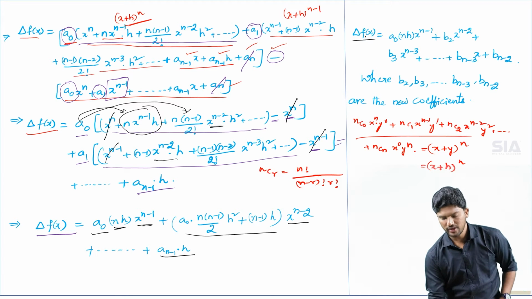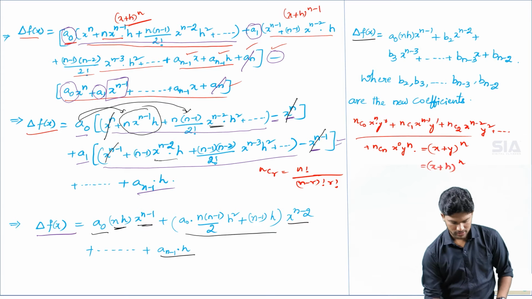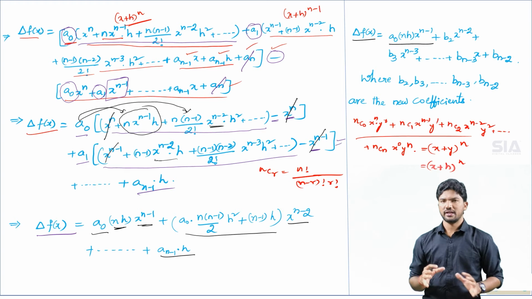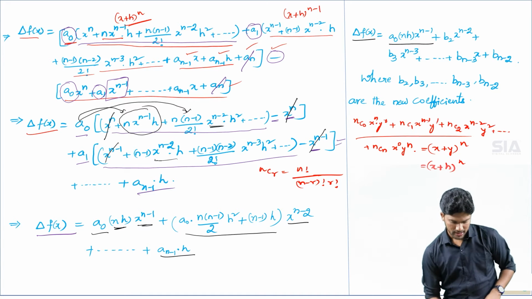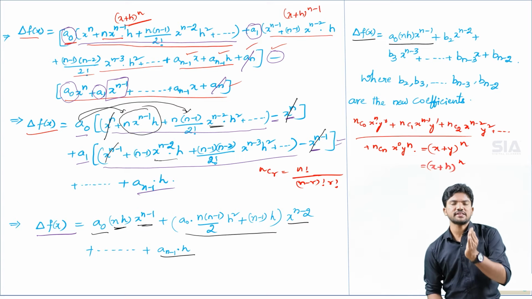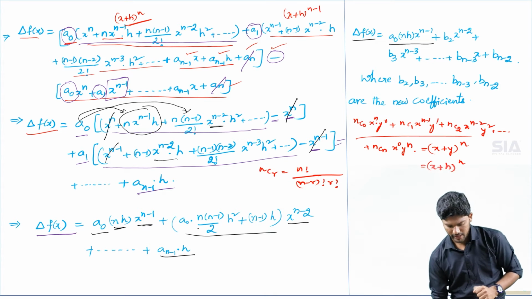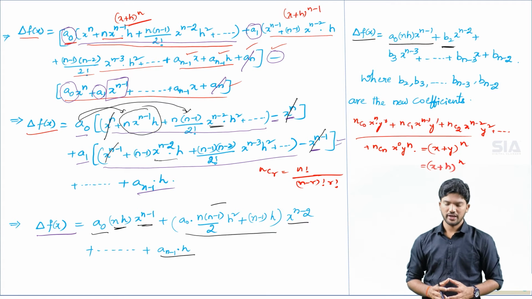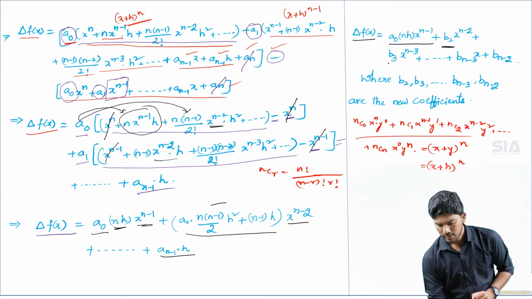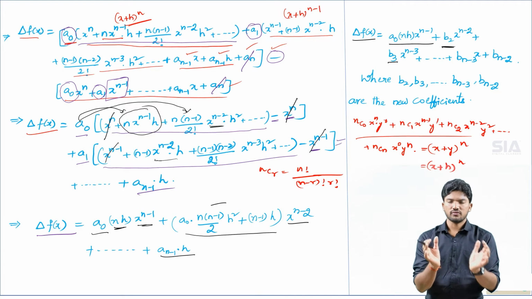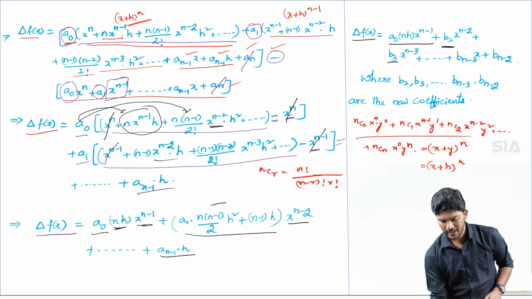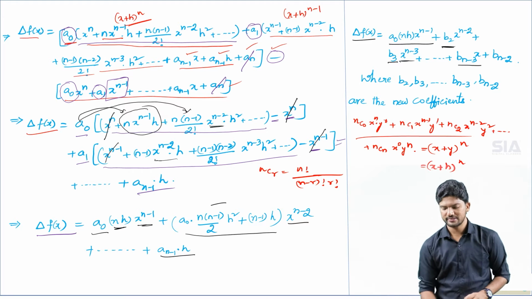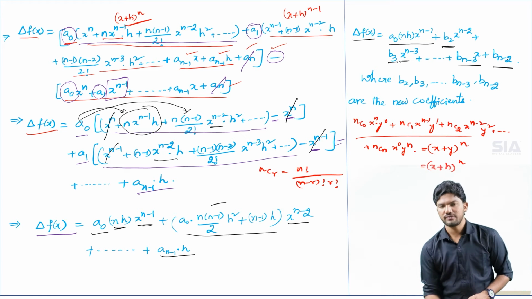Now Δf(x) is equal to: the first term will be as it is, a₀·n·h·x^(n−1). In the second term, the coefficient of x^(n−2), you can write this value as b₂. So b₂·x^(n−2), and next the total coefficient of x^(n−3) we write as b₃. b₃·x^(n−3), and so on up to b_(n−3)·x + b_(n−2).